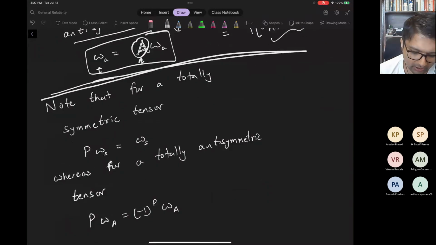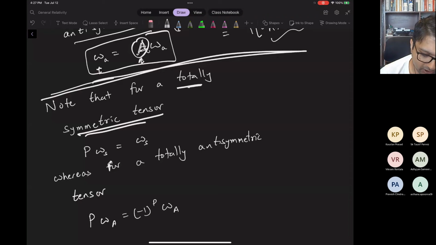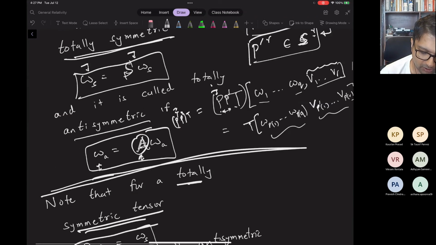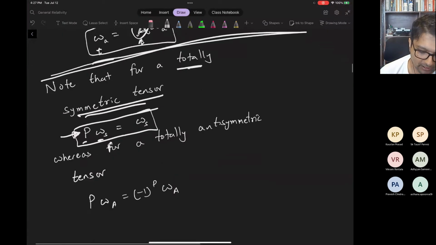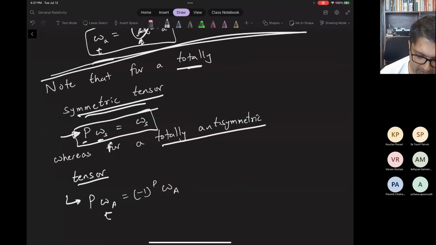Okay. So now a couple of things. For a totally symmetric tensor, if we act a permutation on a totally symmetric tensor, we just get back the totally symmetric tensor. If this is an arbitrary permutation operation, not the full symmetrizer, any arbitrary permutation operation will give us back the same symmetric tensor. However, if we act any permutation operation on a totally anti-symmetric tensor, then it doesn't give you back exactly omega A. It gives you back omega A, that is the original anti-symmetric tensor, up to a sign. So if the permutation that you perform is an odd permutation, you'll get a minus sign. If it's an even permutation, you'll get back a plus sign, times the original tensor.